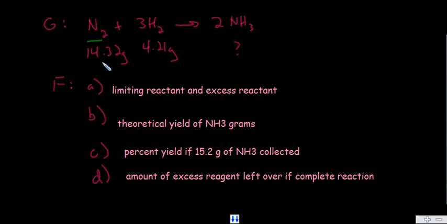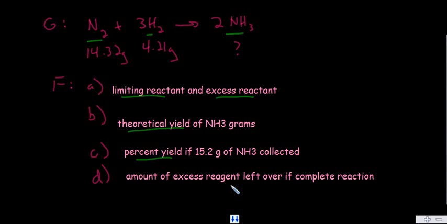if you react 14.32 grams of nitrogen with 4.21 grams of hydrogen, you should get ammonia. Which of those two reactants will be your limiting reagent? Which will be the excess reagent? What will be your theoretical yield of ammonia, i.e. how much of it should you get if you have a complete reaction of your limiting reagent? And then what is the percent yield if you've only obtained 15.2 grams of ammonia? And then finally, how much of that excess reagent will be left over if you do have a complete reaction?